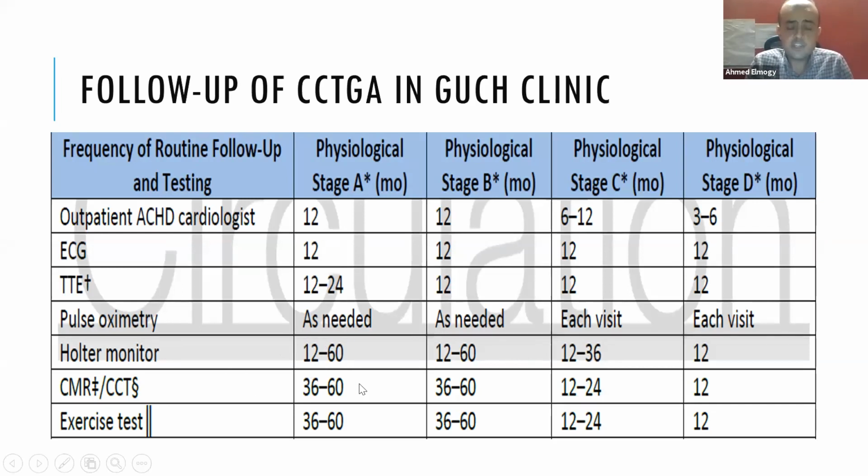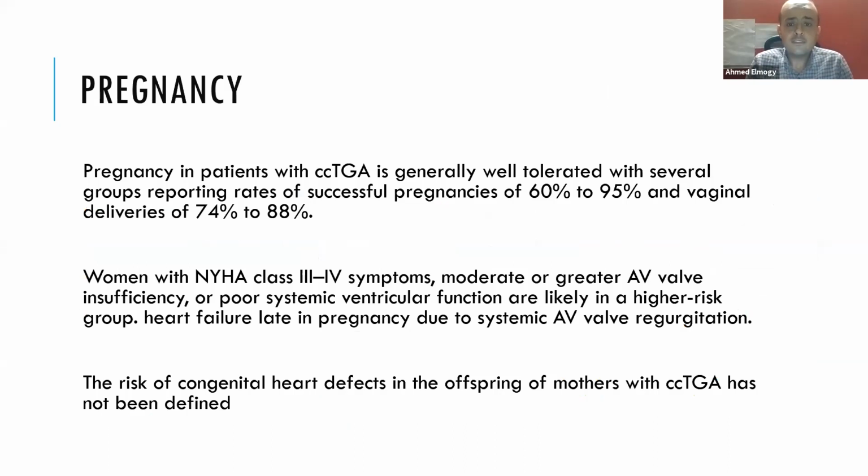CMR, as we already mentioned, is very important in evaluation of the systemic right ventricle, and exercise testing to detect symptoms in asymptomatic patients is of value. And pregnancy is usually well tolerated in those patients. However, females with New York Heart Association class 3 to 4 symptoms, moderate or greater AV valve insufficiency or poor systemic ventricular function are of course at higher risk. The risk of congenital heart disease in the offspring of mothers with CCTGA has not yet been defined.